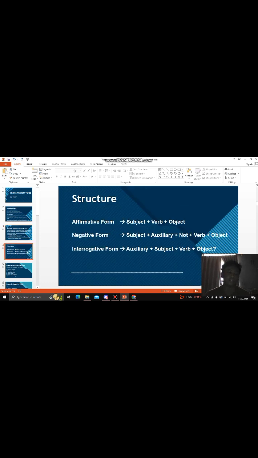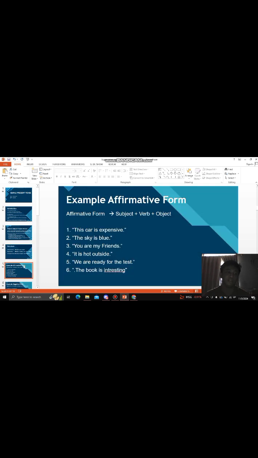There are three structures. Basic structure of simple present, which is affirmative form: subject plus verb plus object; negative form: subject plus auxiliary, not, plus verb plus object; and interrogative, which is auxiliary, subject plus verb plus object. Examples for affirmative are: this car is expensive, the sky is blue, you are my friend.